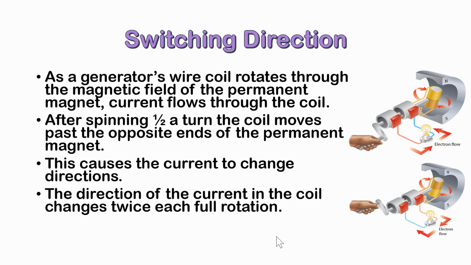So what I want you to know is as you're turning this, one side of the copper coil is at the north side of the permanent magnet, and as it turns, it'll go to the south side, then to the north side, then to the south side, and this causes the electric current that is created to alternate the direction it goes.